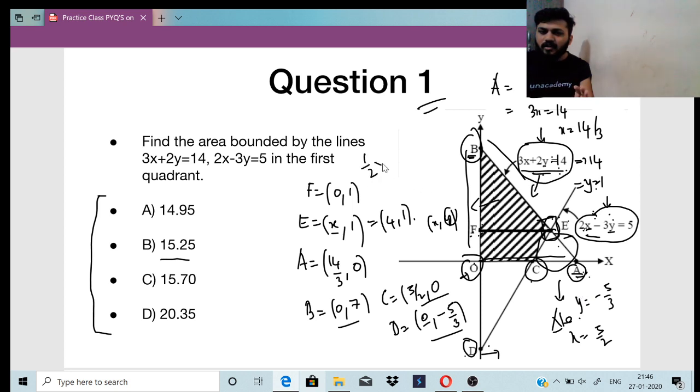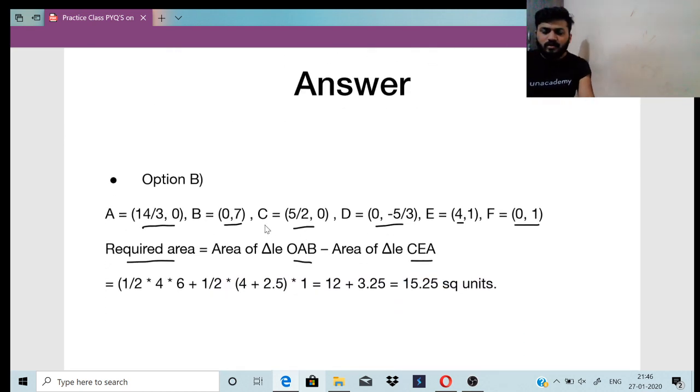What is the formula of triangle? Half into base into height. So it is half into OA into OB minus half into CA into CE, right? We found out everything, right? A, B, C, D, everything we have found out. So substitute it accordingly. So area of triangle OAB will become half into 4 into 6 and triangle CEA will become half into 4 plus 2.5 into 1, which is 12 plus 3.25, 15.25 square units, right?